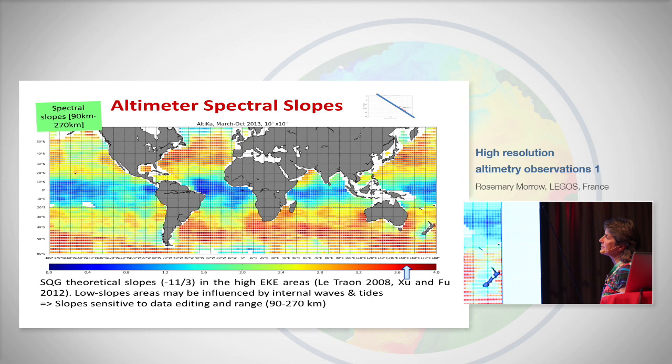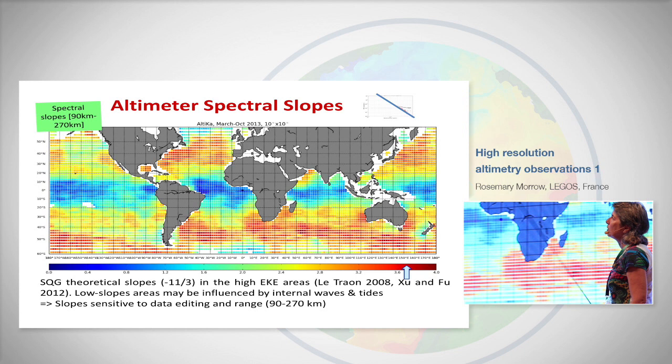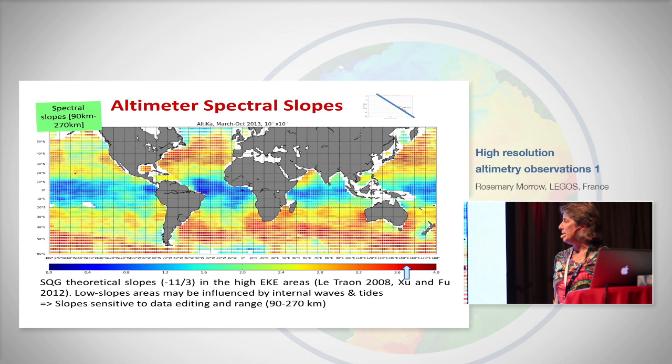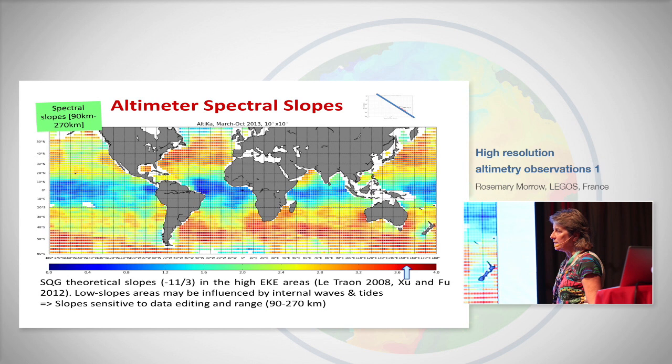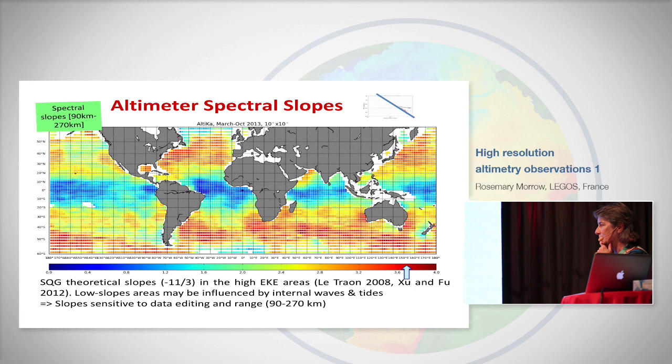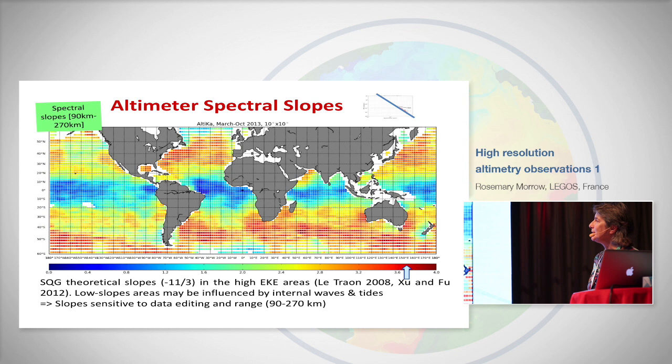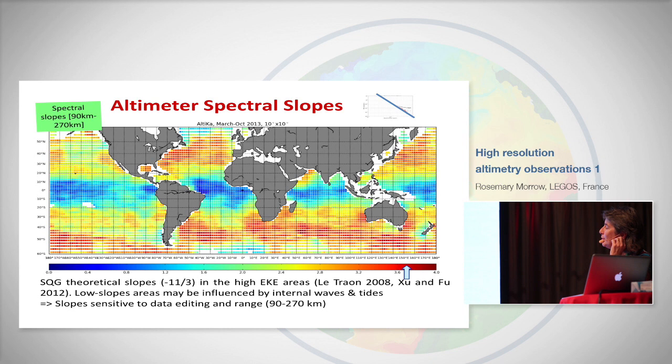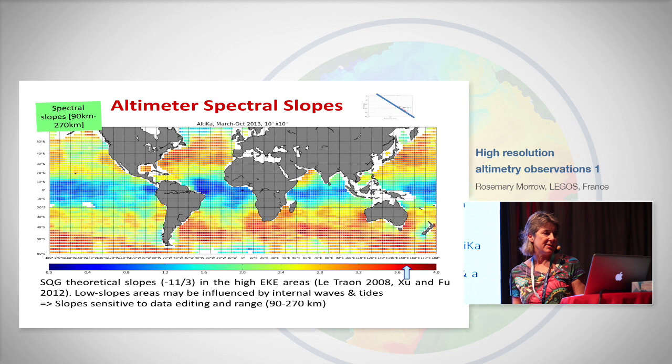And if we calculate spectral slopes from about 100 kilometres to 270 kilometres, this is the sort of global pattern we get. And so with these fixed spectral slopes, we're in something that is similar to surface quasi-geostrophic theory about the cascade of energy. But there are a couple of nuances for this. The slopes are very weak in the tropics, which is a subject of a lot of work to try and understand the different dynamics here. And the slopes are also somewhat subject to the editing you do and also to the choice of the range where you calculate this slope.